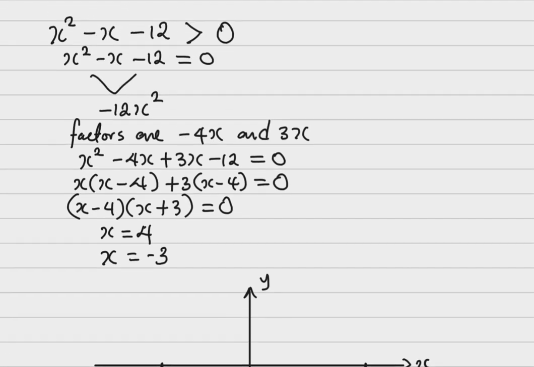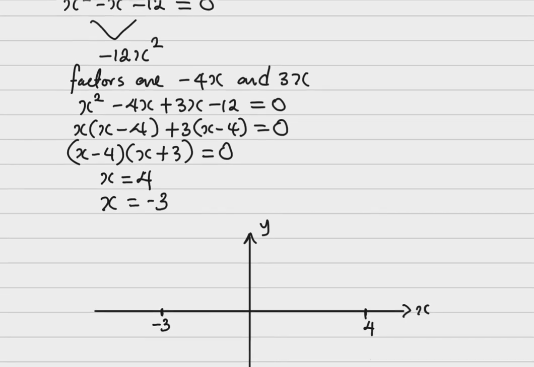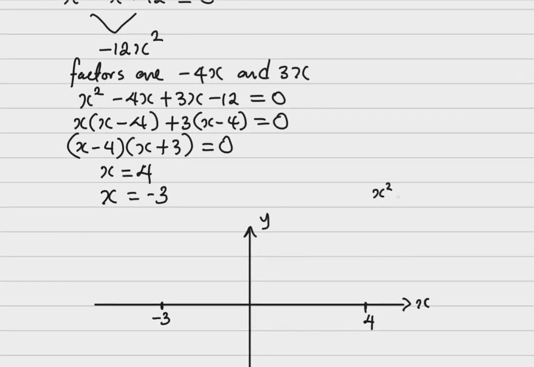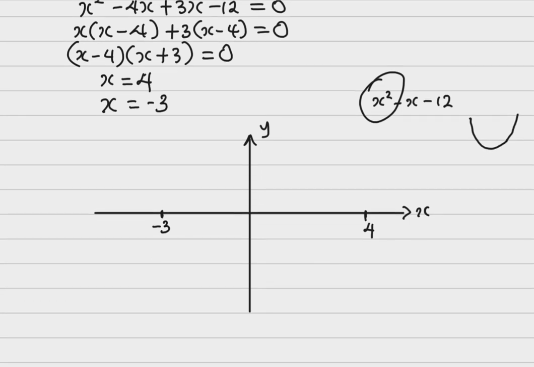Now you go back to the equation. This equation is x squared minus x minus 12. If you check, the coefficient of x squared here is positive, hence our graph is going to be like this. It's a U-shaped graph because the coefficient of x squared is positive. So it means that the graph passes through like this. This is the graph.